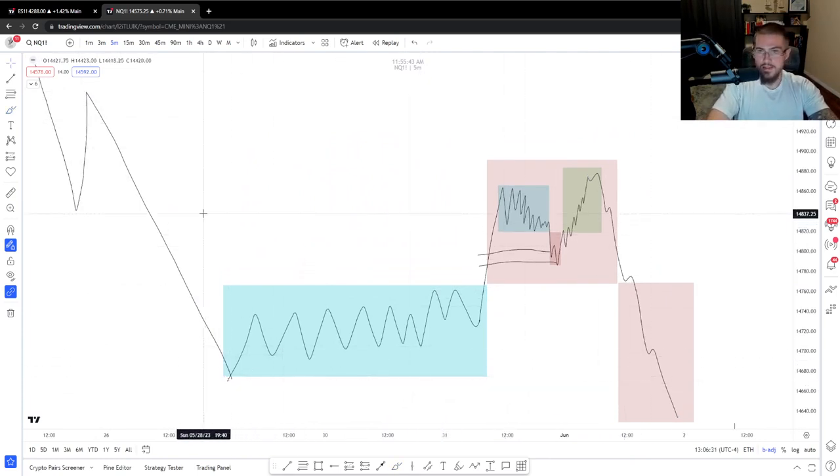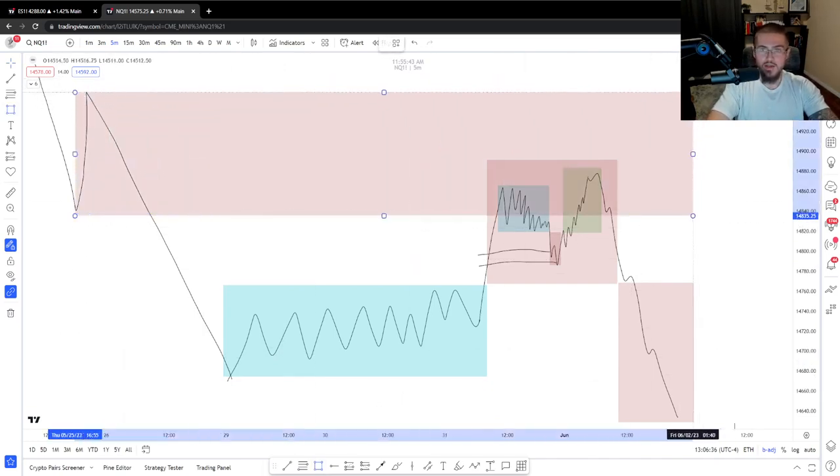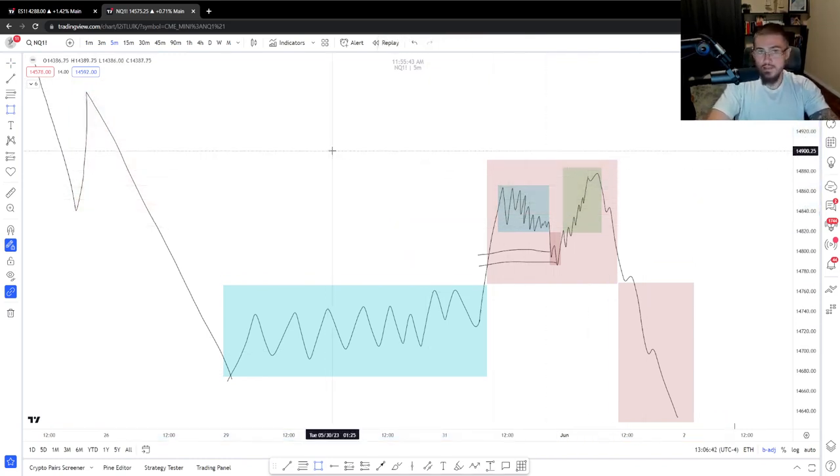Now, a lot of simple courses will just teach you that this whole range is just the order block, and you're looking for your overall change of character, whatever, in this. And that's the way I used to trade.